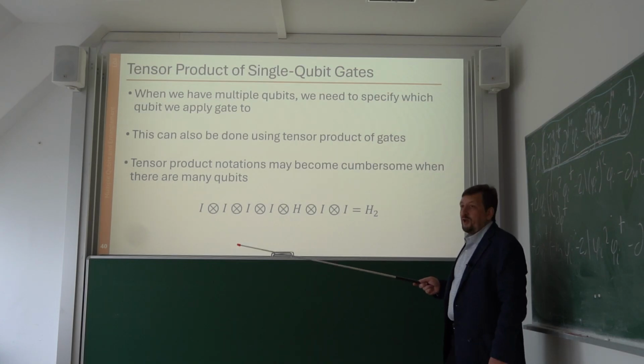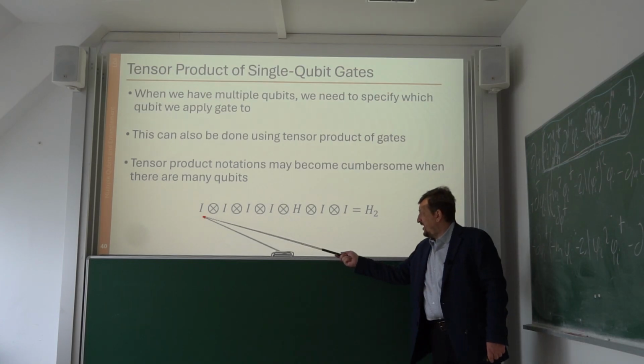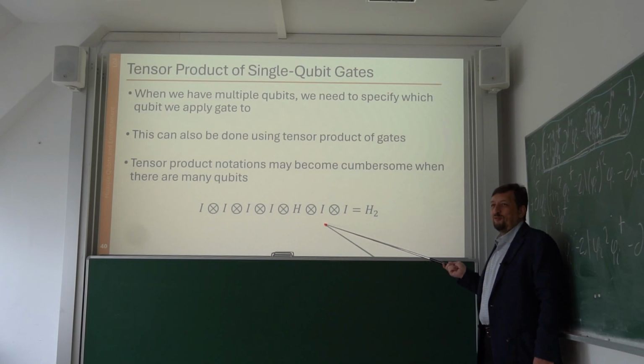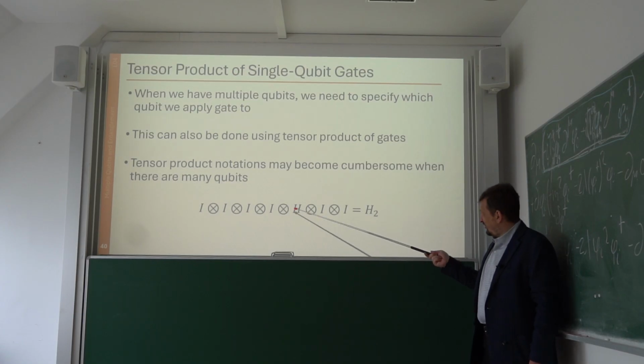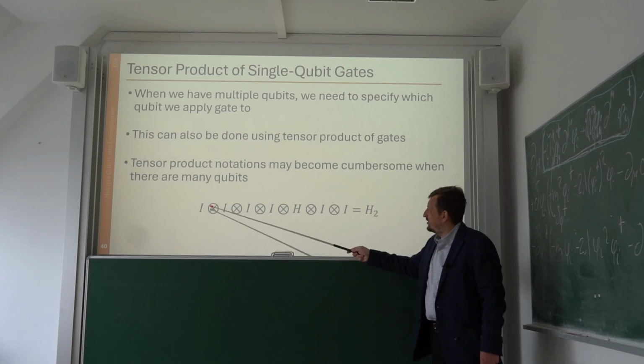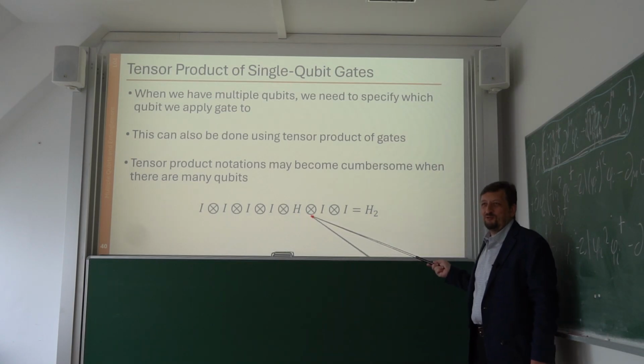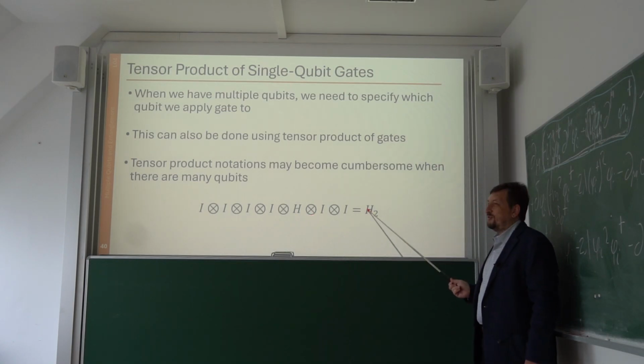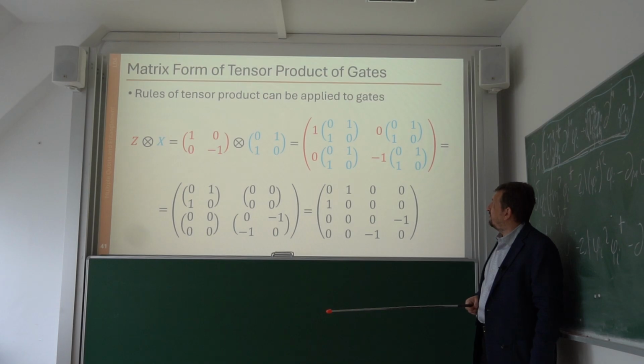Okay, so when we have many qubits, that's how a tensor product of gates may look. This long formula simply means we apply the Hadamard gate to qubit number 2, but we have 1, 2, 3, 4, 5, 6, 7 gates. It's not possible to understand it, so the compact notation is usually better.